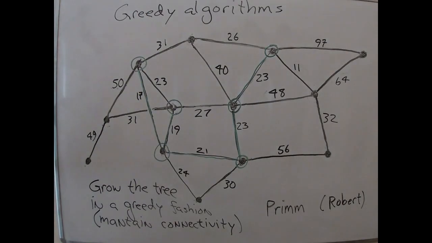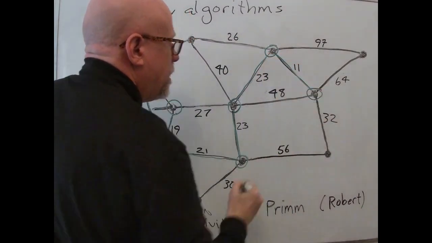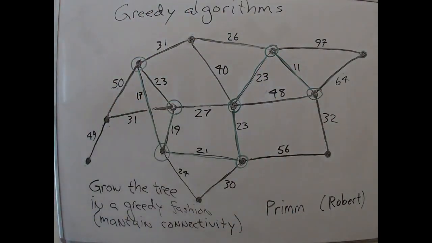Great. And now we just reached the point where we've got access to that 11. I know that's going to go in because that's the cheapest edge in the whole graph, right? So we get there. All right, are we done yet? No, there's still a few nodes that haven't been put into the tree, so we're not finished.